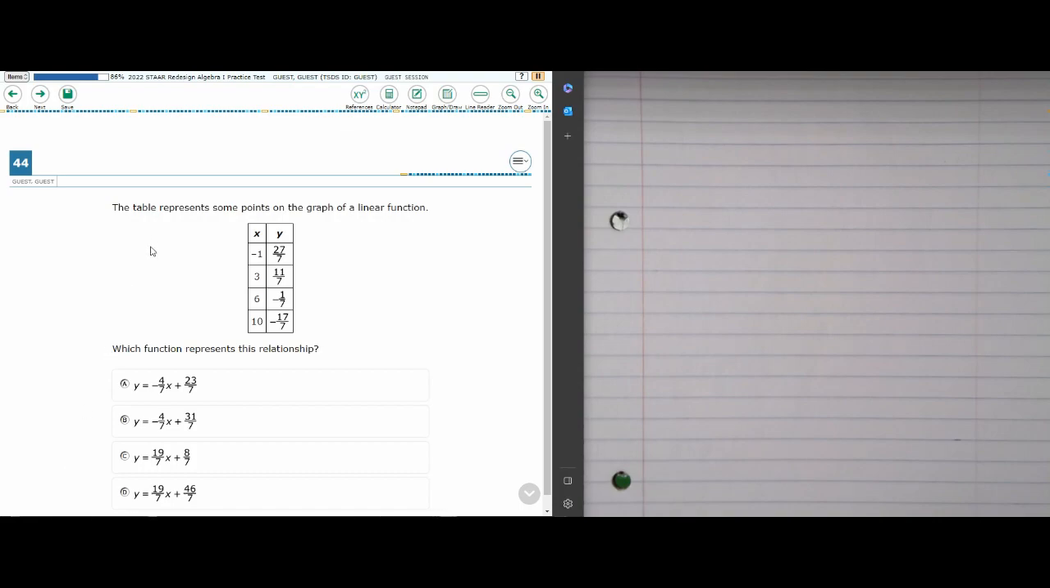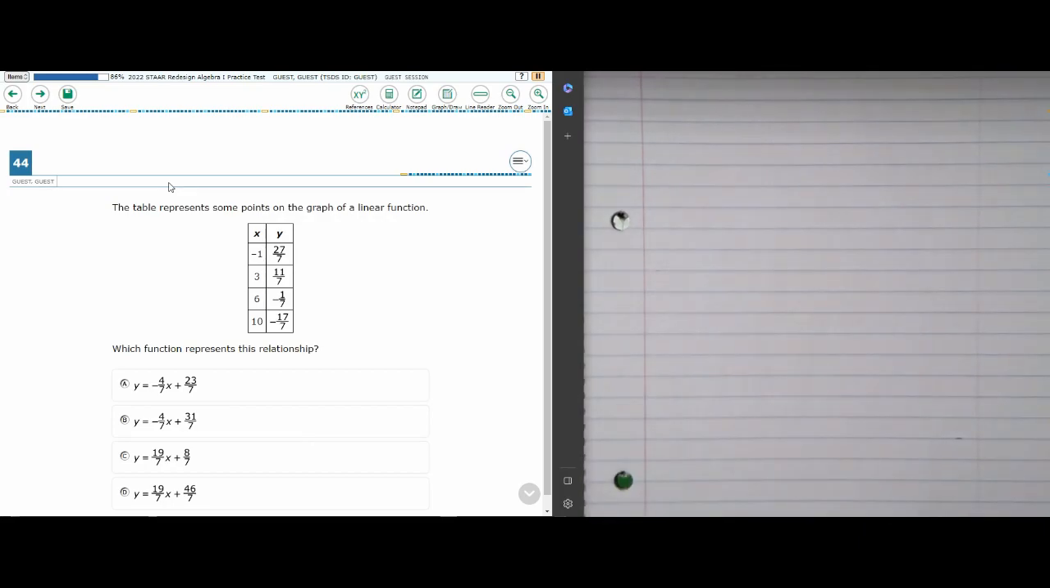Problem number 44 says the table represents some points on the graph of a linear function. Which function represents this relationship? And I know when you're looking at this, you're probably thinking this looks like a nightmare. We have all these fractions. And I agree, fractions are tough to deal with sometimes.